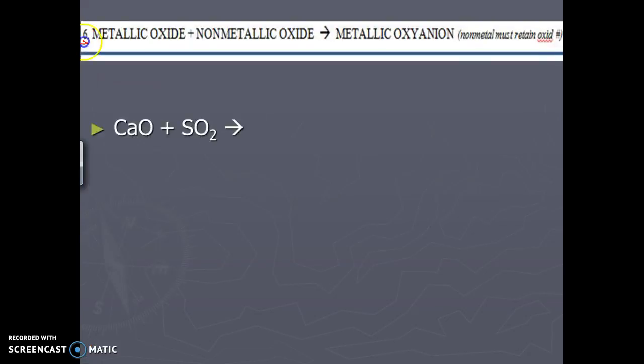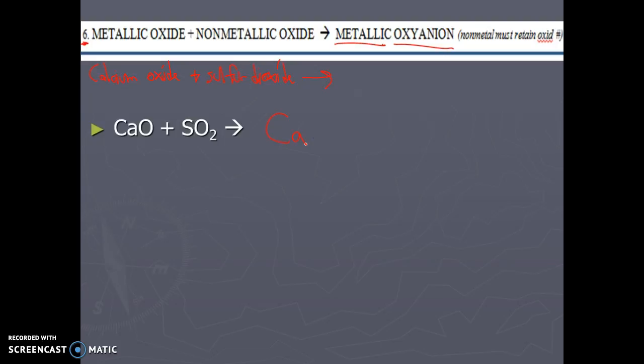So here's our category number 6. Again, I like to write my words out. We're going to have calcium oxide. Sorry, this is going to be a little hard to read. Plus sulfur dioxide. We're going to get a metallic oxyanion that must retain its oxidation state. So that means I'm going to get, my metal is calcium.